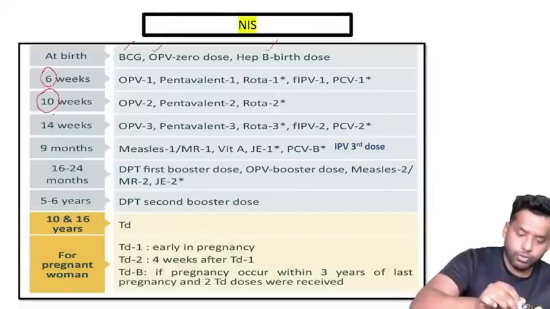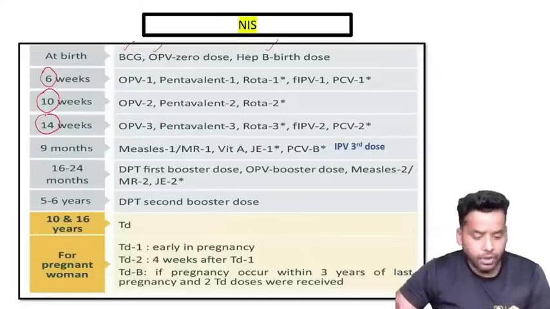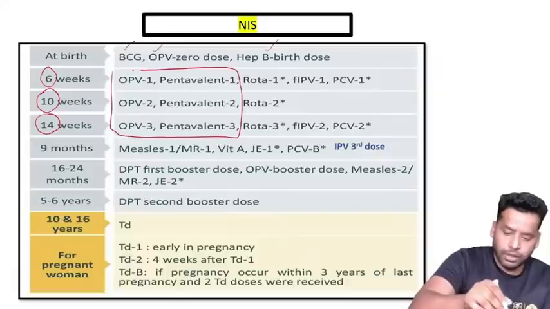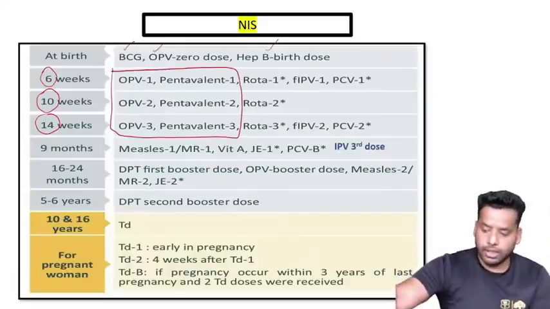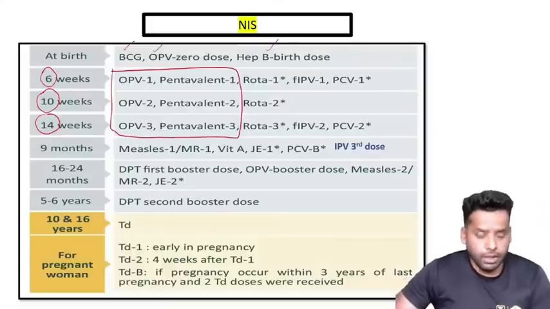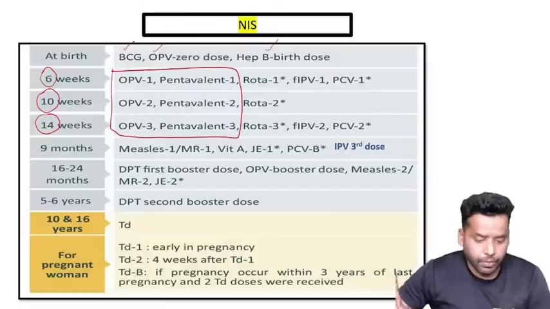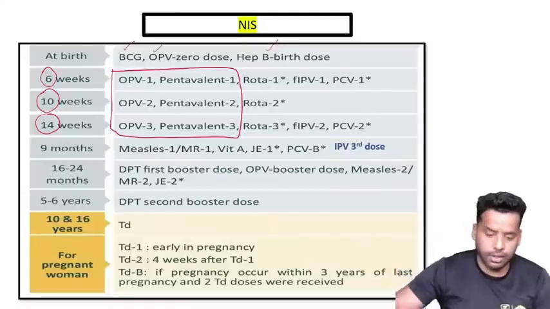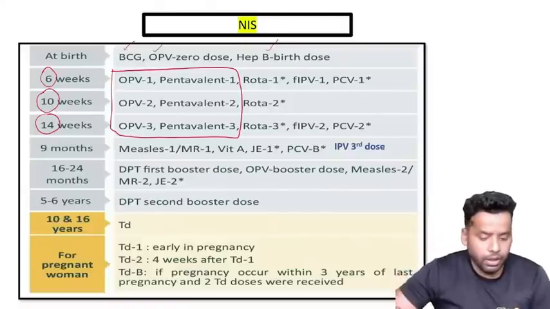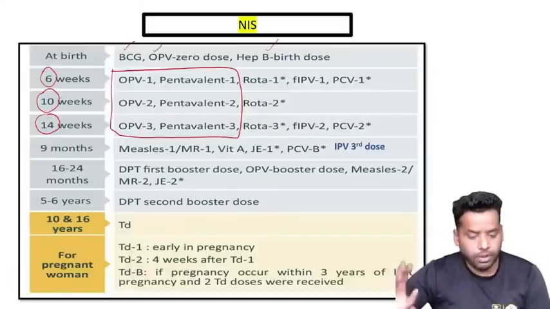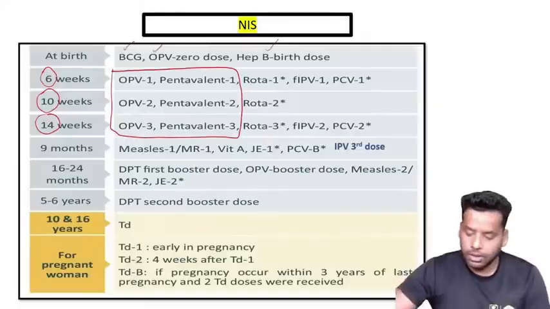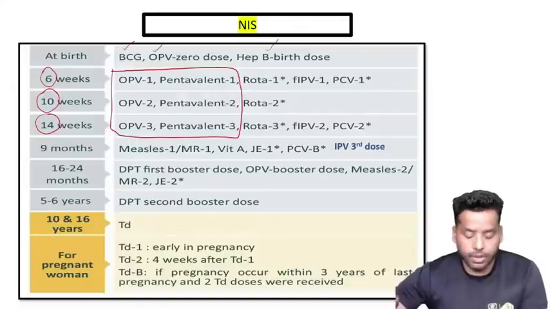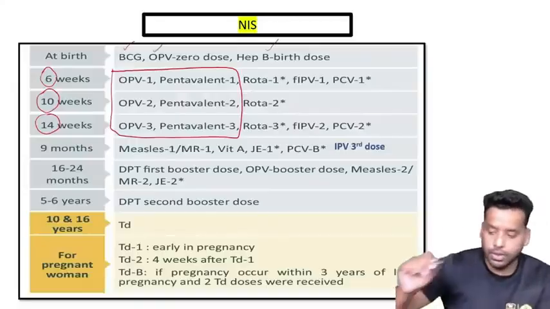6, 10, 14 weeks. All the states in our country are using OPV and pentavalent. Pentavalent 1, 2, 3. What should be the gap between 2 doses of pentavalent vaccine according to the schedule? See the gap there. 4 weeks, very good. 6, 10, 14, 4 weeks of gap.